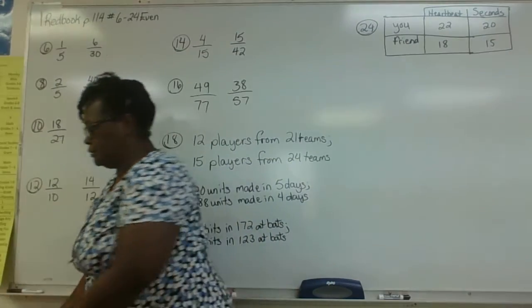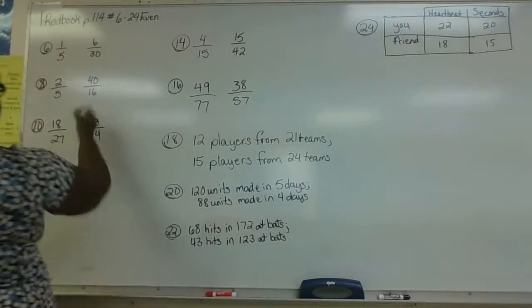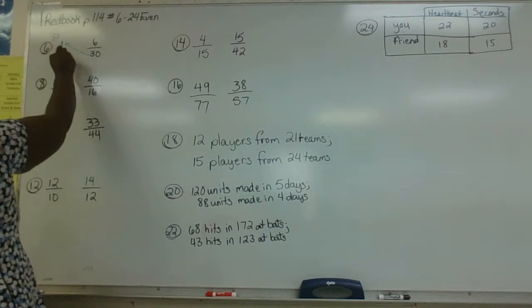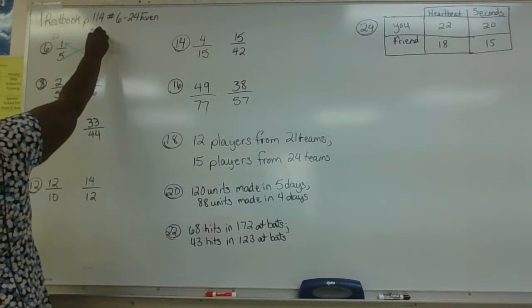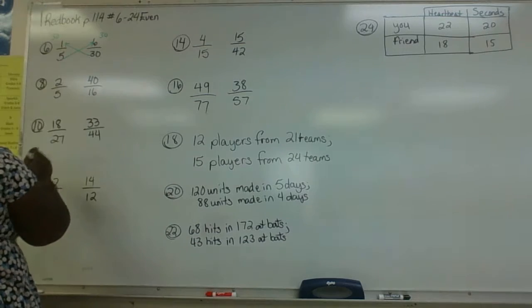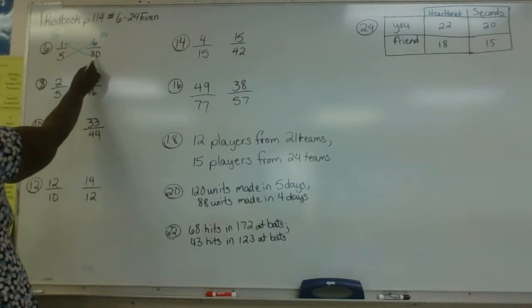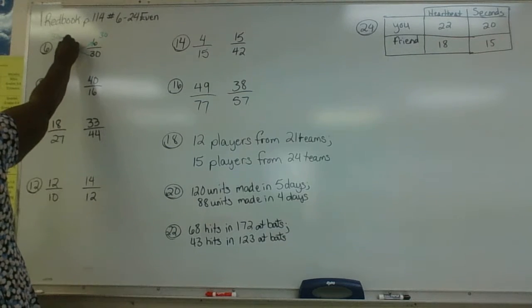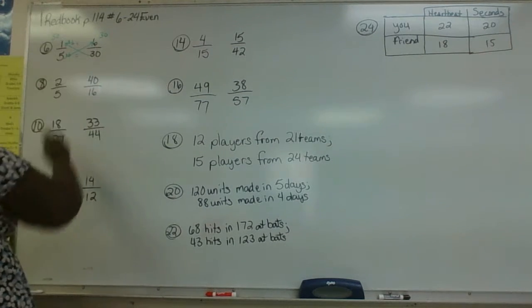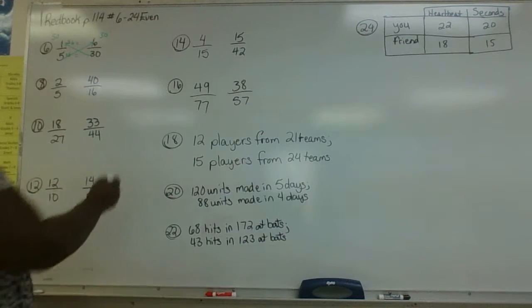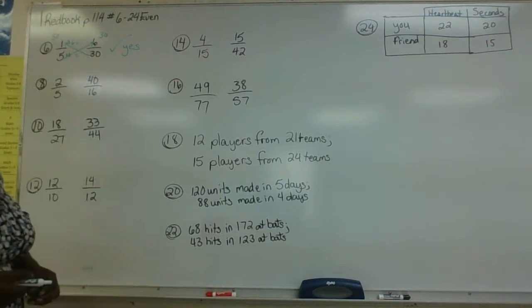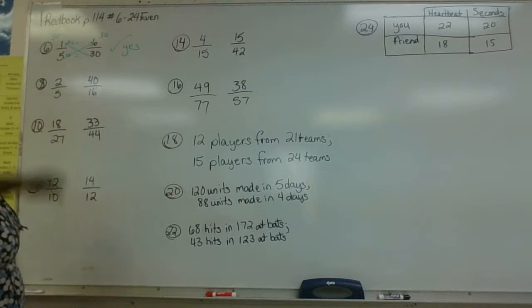Okay, so let's take a look. Cross product, 30, 30. Okay, converting for equivalence, this is times 6, it would equal 30. 1 times 6 would equal 6. Therefore, this is a yes. It is a proportion. Okay? Let's look now at number 8.